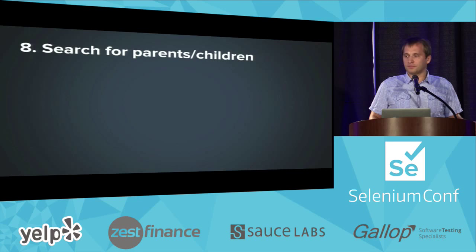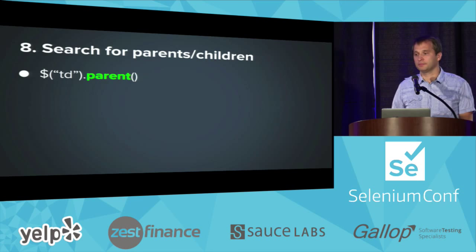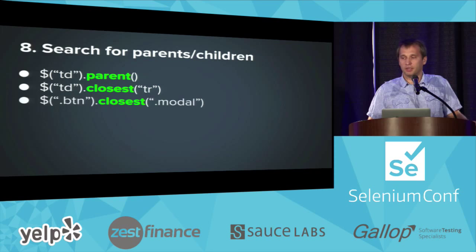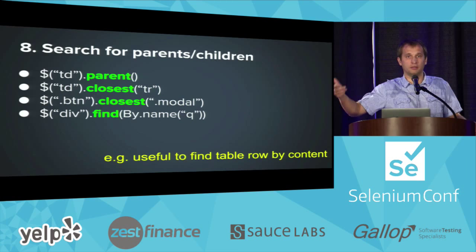Next good thing about Selenide is it can search for parents or children. Selenium can't find children, but for parents, Selenide allows you to write some element dot parent, and it returns the parent element. Or dot closest and some locator, and Selenide will return the nearest parent that matches this locator. And find is for finding children. It's especially useful, for example, if you want to find some row by its containing text, and later find some other elements from the same row of the table. It's especially convenient.